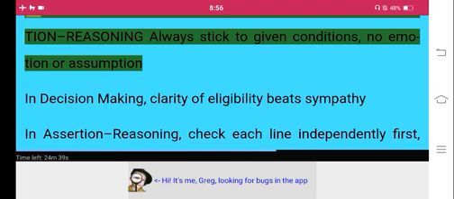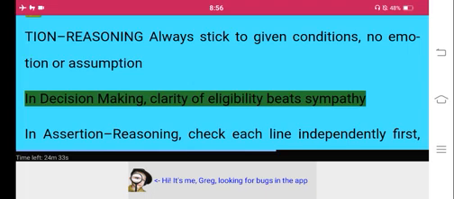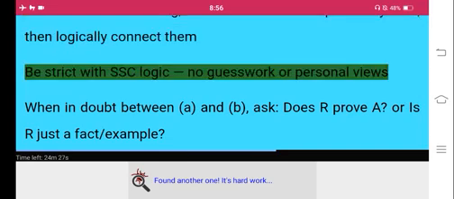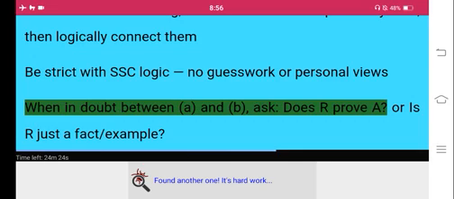Master strategy for SSC decision making and assertion reasoning. Always stick to given conditions, no emotion or assumption. In decision making, clarity of eligibility beats sympathy. In assertion reasoning, check each line independently first, then logically connect them. Be strict with SSC logic, no guesswork or personal views. When in doubt between A and B, ask, does R prove A? Or is R just a fact?